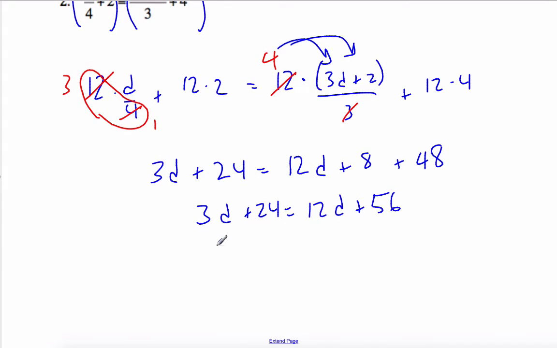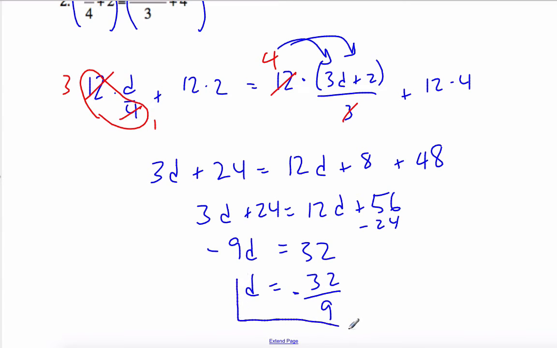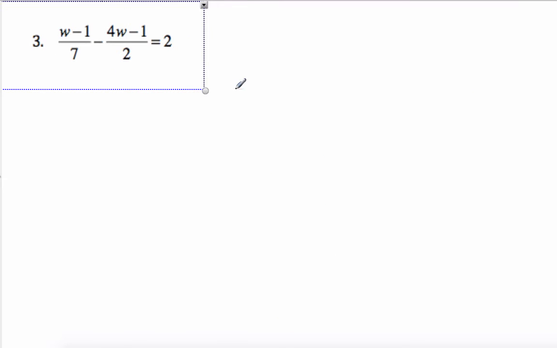I'm going to bring the 12d over, so I'm going to subtract 12d, which will give me negative 9d. Subtract 24, and I get 32. Then I divide, and I get 32 over 9 with a negative. And so the whole term here is negative. So that's what d will be. We used the common denominator to multiply everything and eliminate the fractions. Let's try another example here.